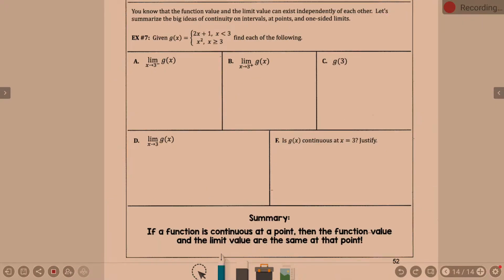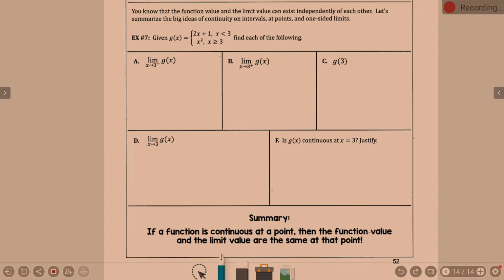You know that the function value and the limit value can't exist independently of each other. Let's summarize the big ideas of continuity on intervals, at points, and one-sided limits. So, given g of x, another piecewise function, find each of the following. So the limit as x approaches 3 from the left of g of x.